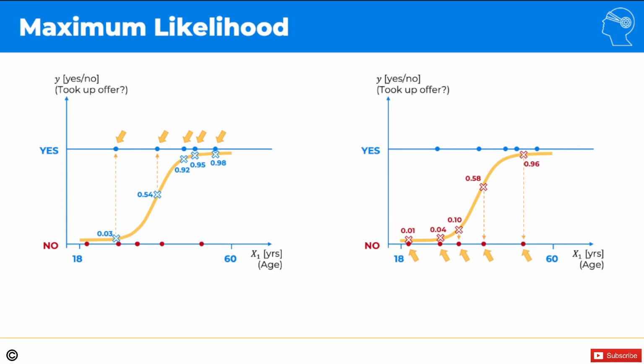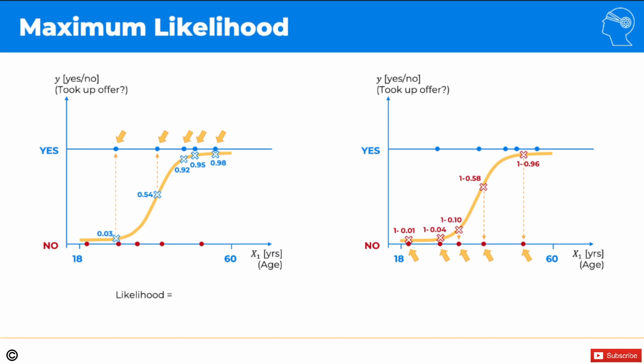But remember, on the right side over here, the values that we've illustrated, 1%, 4%, 10%, 58%, and 96%, are the probabilities of somebody saying yes, taking up the offer. So the probabilities of them saying no are 1 minus that value. So let's add that in there. 1 minus each one of those values is the probability of them saying no. For example, for the first point, it is actually a 99% chance. The logistic regression is predicting that for someone of that age, there's a 99% chance that they will say no to the offer.